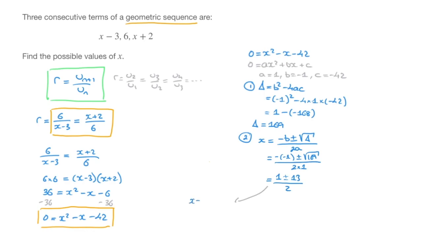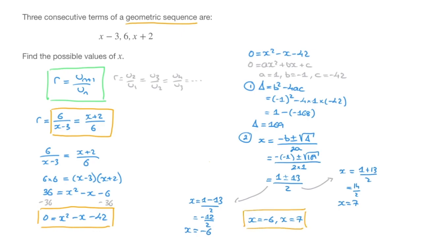Either x will be equal to 1 minus 13 over 2, which equals negative 12 over 2, and so x would be equal to negative 6. Alternatively, x will be equal to 1 plus 13 over 2, which equals 14 over 2, so x would be equal to 7. And we're done. We've just found the two possible values for x. Either x equals negative 6 or x equals 7. And that's the answer. Now we could of course stop there. Indeed, we've answered the question.